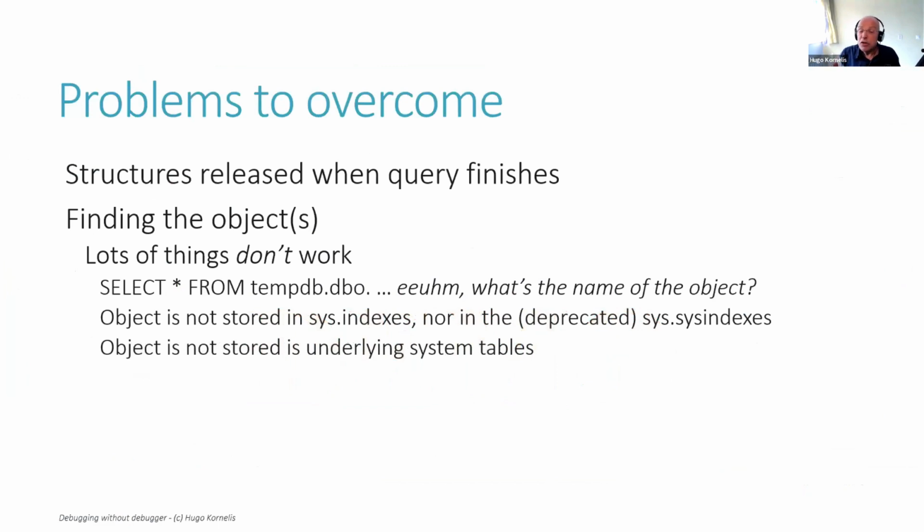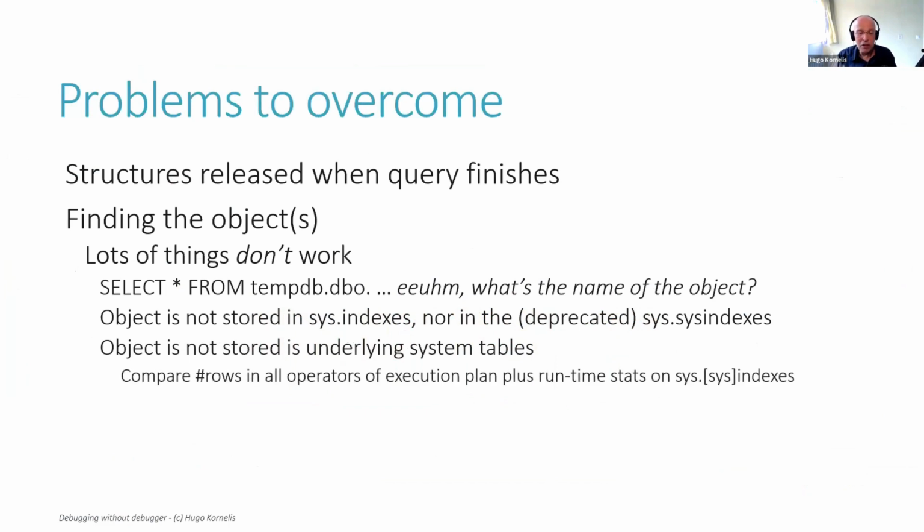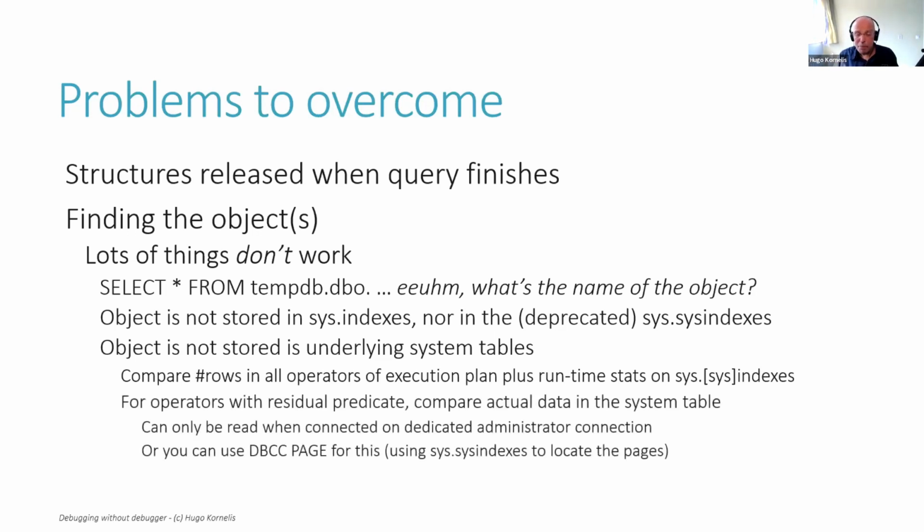So the answer is already on the screen. The object is not stored there, but how did I find out? Well, one thing I did is what I mentioned: compare the number of rows in all operators of the execution plan plus runtime statistics on sys.indexes. I looked at that, but then I also wondered, perhaps the data is there, but it's filtered out, like I mentioned. But then you can look at the actual data in the system table.